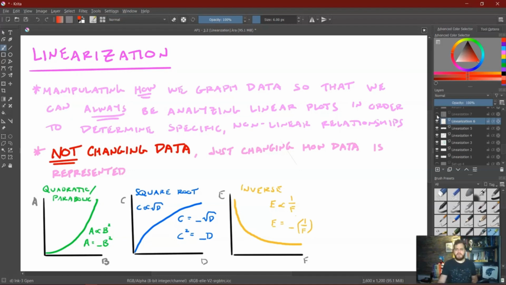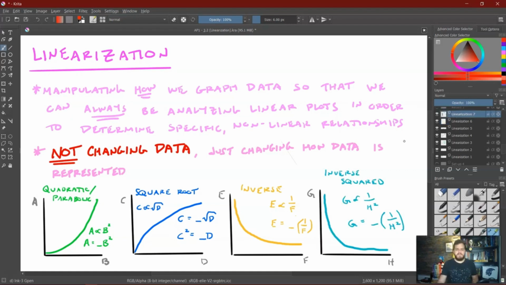And the last one we're going to want to be able to recognize is going to look very, very similar to an inverse graph. And this is an inverse squared graph. And the reason why we care about this is there's a couple of laws in physics that use this inverse squared relationship, where G is proportional to 1 over H squared rather than just 1 over H. And the thing is, this is a pretty easy curve to identify. These look very similar, and it's going to be hard to distinguish between the two.